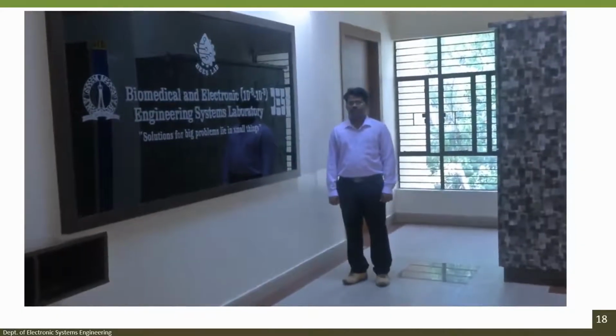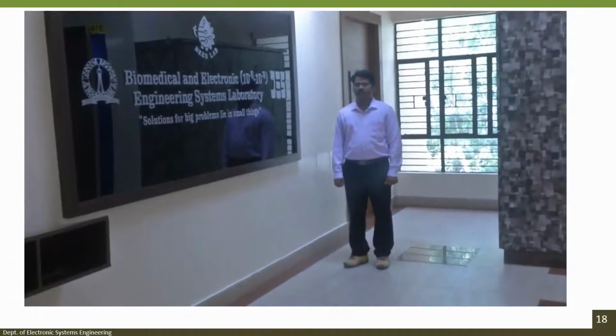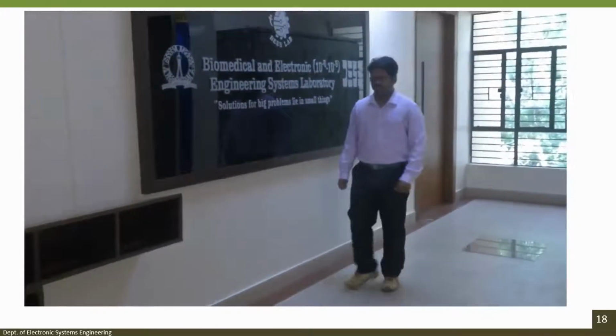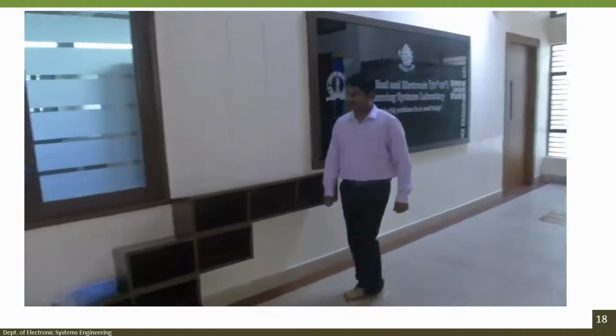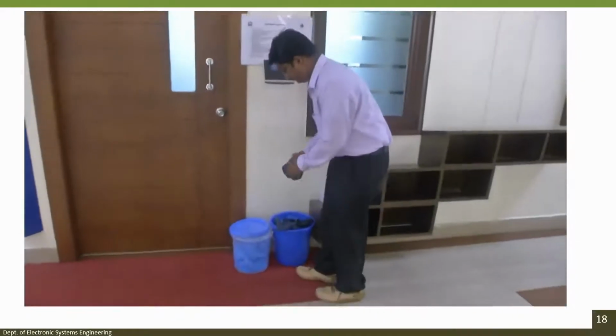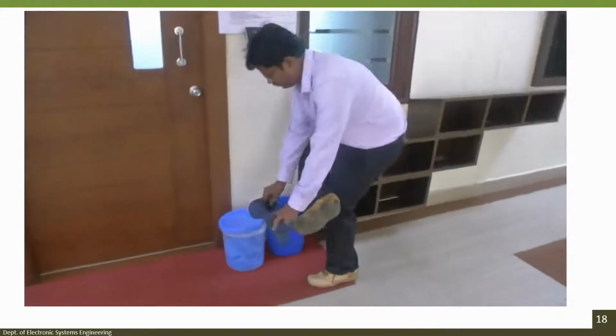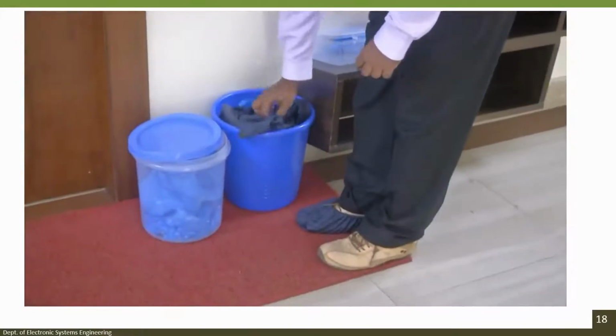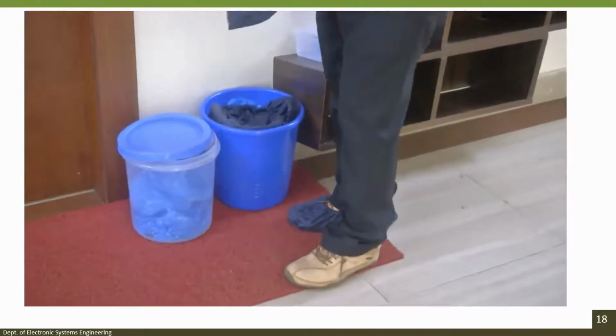So now we have a visiting scholar who wants to use the facility here. As you can see, he would like to use the clean room for his purpose. So now he would enter the clean room. He is Professor Shivshankar from KLE Technology University, a visiting scholar here in DESE. So now, even before he enters the clean room, let's see the procedure he follows.